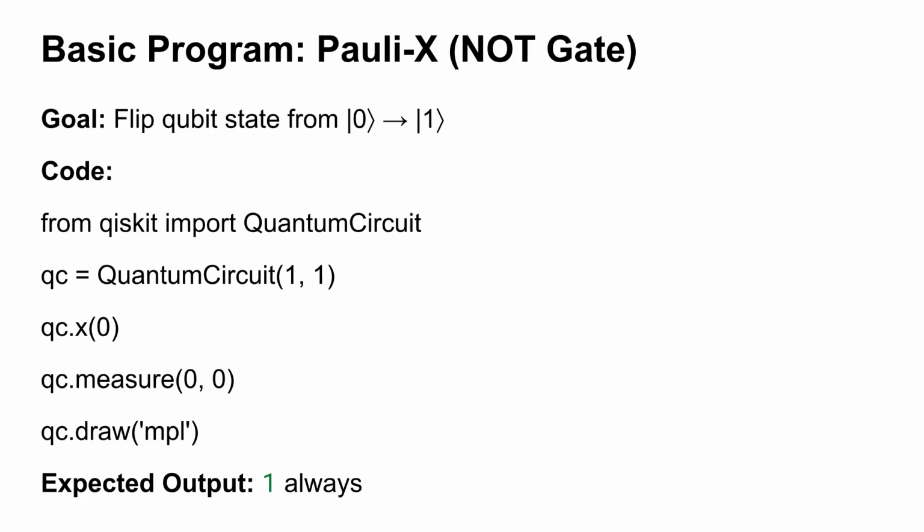Next, let's explore the Pauli-X gate, or the CNOT gate. The goal here is to flip the qubit state from 0 to 1. By applying the X gate and then measuring, the expected output is always 1.